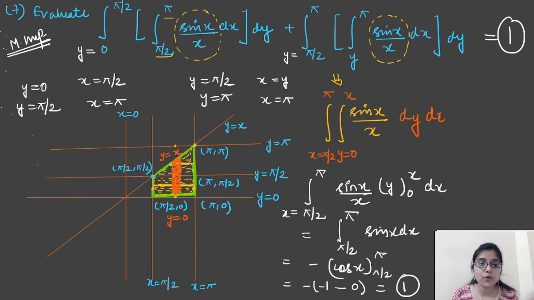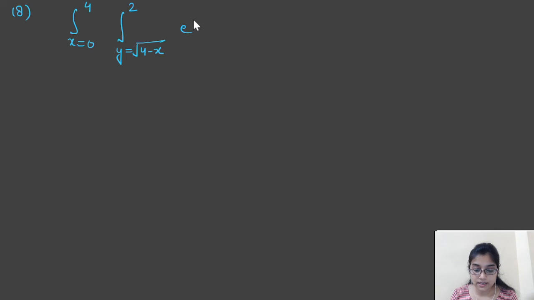Okay, let's do one more question. The question number 8 that we have to solve is, x is given from 0 to 4 and then y is from root 4 minus x to 2, then e raised to the power y cube, dy dx. Also just remember one thing, the questions which we are doing right now are more than sufficient. By now you would have seen we have done a lot of questions. In the first class we only learned to find limits on changing the order, then we saw some questions on change of order, then we saw PYQs.